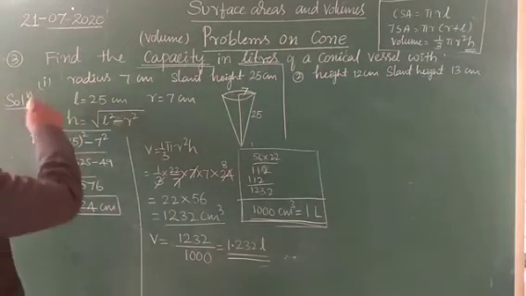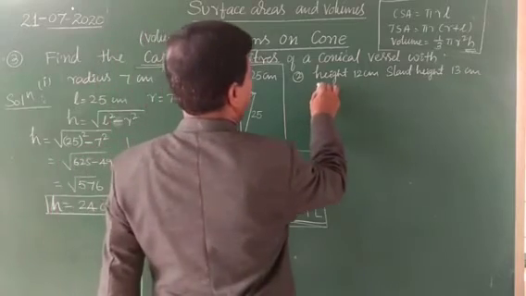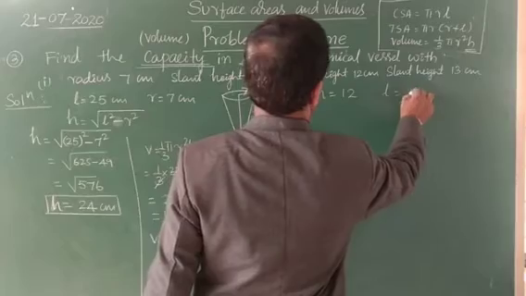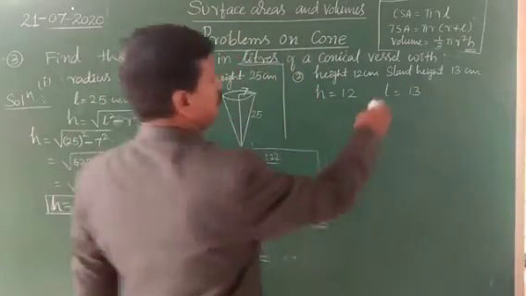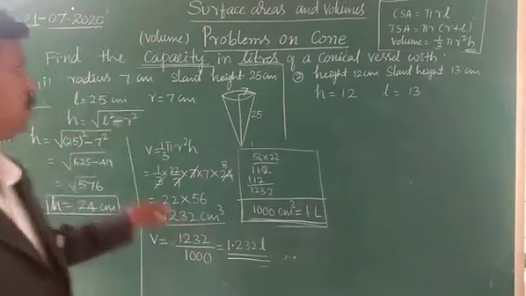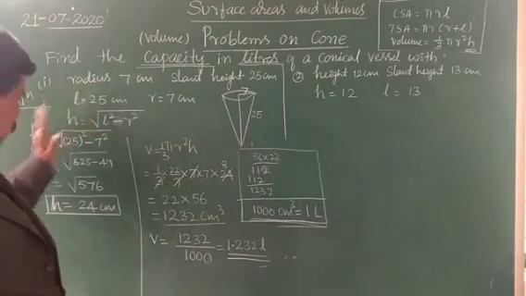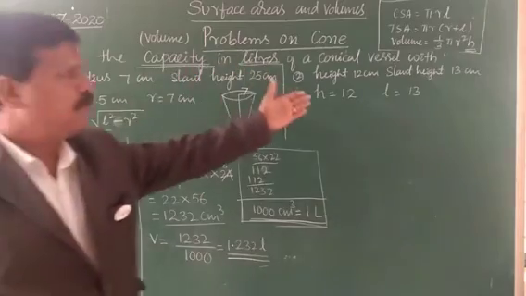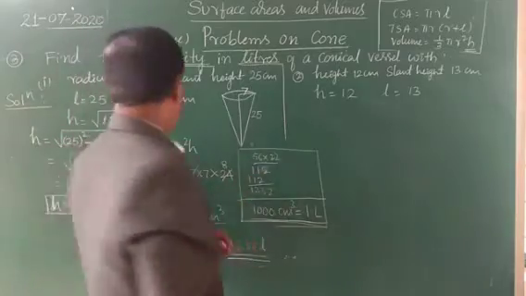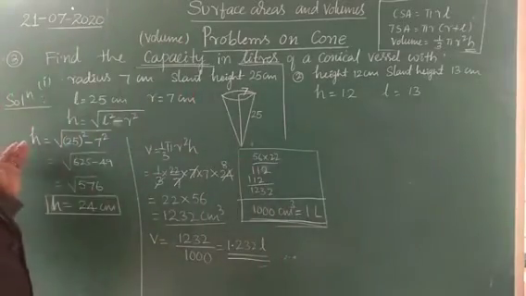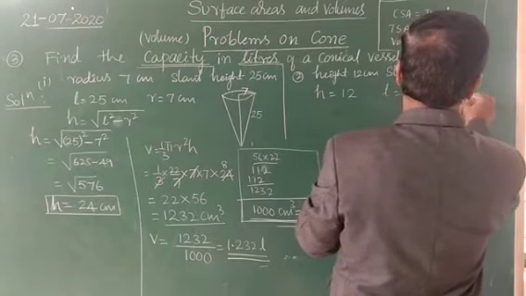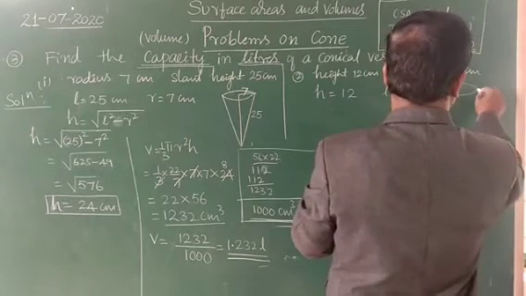Now, the second one. They are given that straight height is 12 and slant height is 13. So, in the formula, we need R. Look at these problems. In the first problem, they did not give height. In this problem, they did not give R. So our first duty is to find out R. There we found H. In the same way here, we should find out R. So, here is the conical vessel, like this.